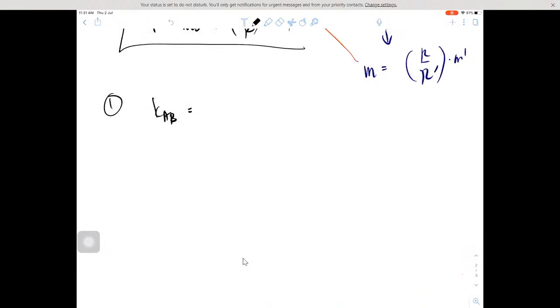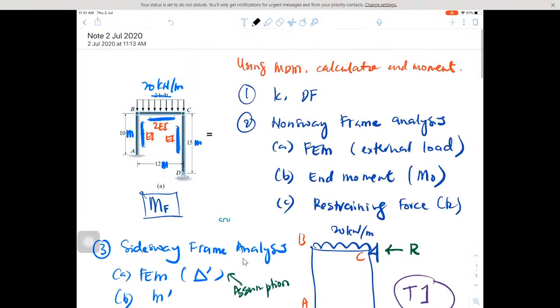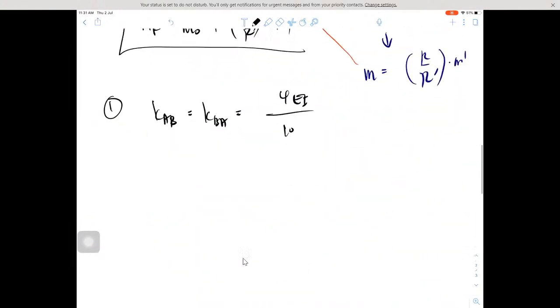KAB is equal to KBA is equal to 4EI over L. L is 10. Okay, 4EI over L, because the far end is fixed. So we get 0.4 EI.